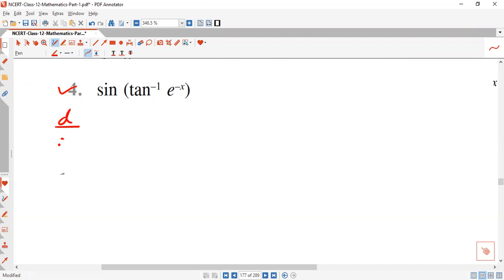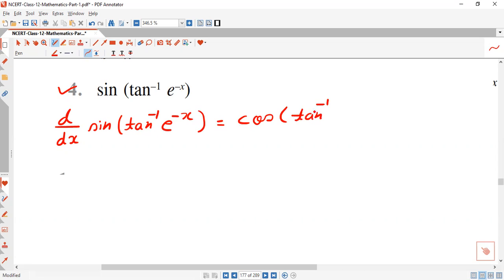So dy/dx of, we say here, sin tan inverse e raised to minus x. First we write down the cos of this whole function, tan inverse, and you see this e raised to minus x is the value of this function tan inverse x, not the angle, is the value. Now into dy/dx of this part.